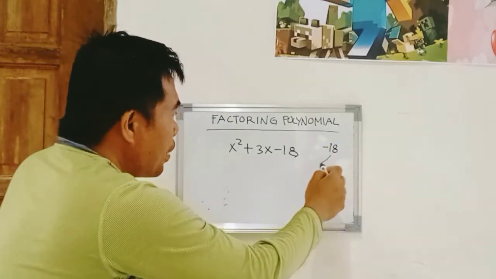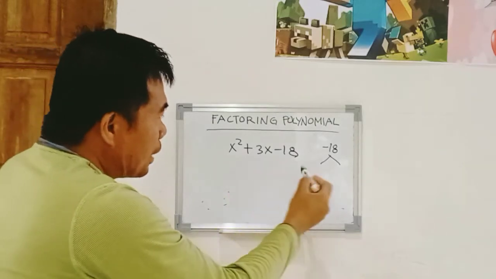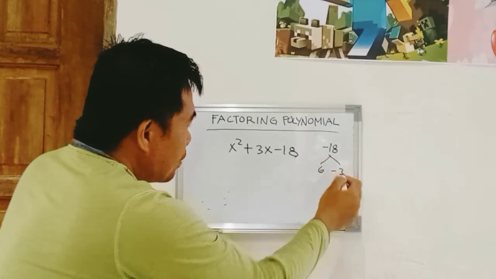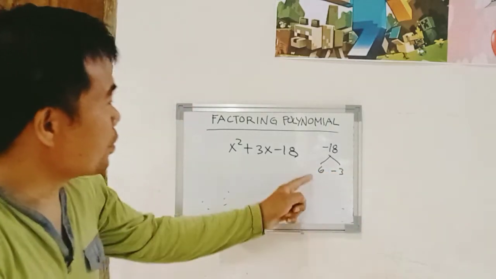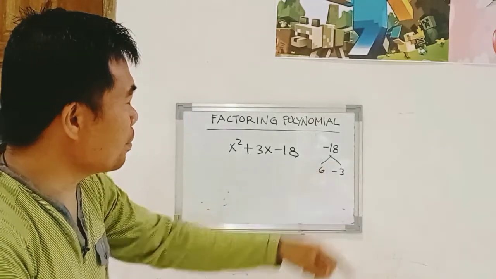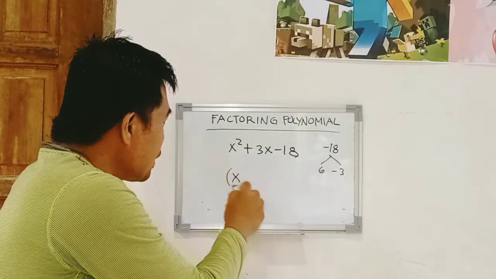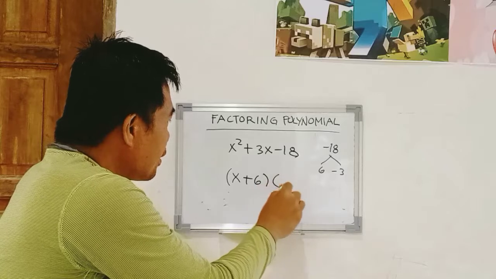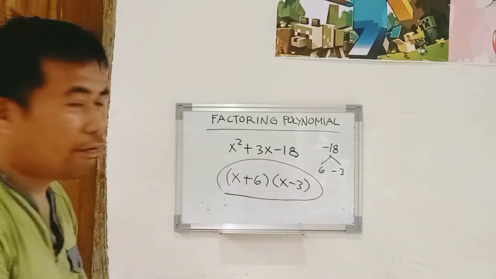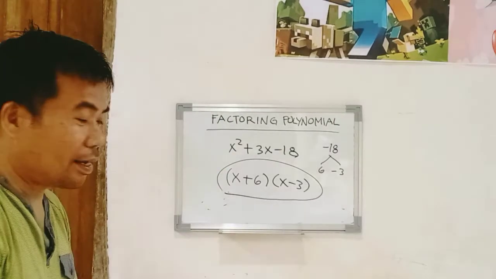So the factors of 18 that could result to 3 are positive 6 and negative 3. So 6 times negative 3 is negative 18. 6 plus negative 3 is positive 3. So therefore our factors are x plus 6 and x minus 3. So this is the factored form for x squared plus 3x minus 18.